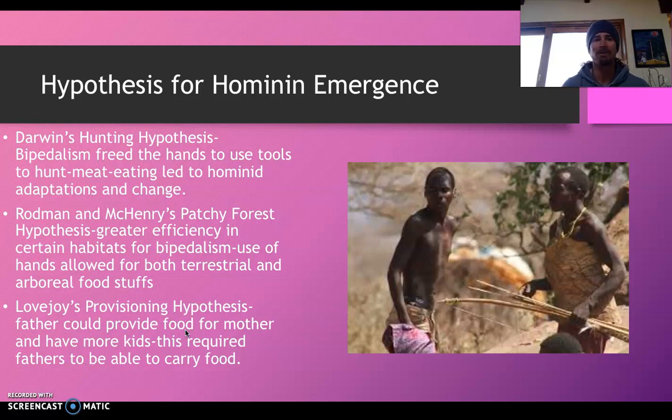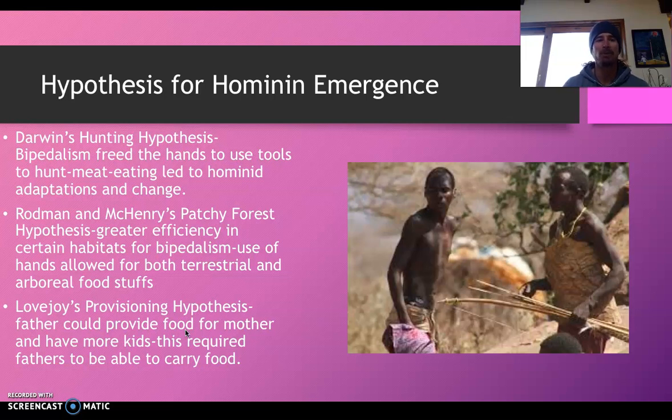Rodman and McHenry's patchy forest hypothesis, this is also the idea of savannas. This has been given a lot of attention. Many times the forests, through climate change and geological upheaval in terms of volcanic activity, would have created a situation where the forest becomes patchy and savannas fill in. So the trees are basically dying out. So arboreal adaptation is no longer necessary, and terrestrial adaptation is.